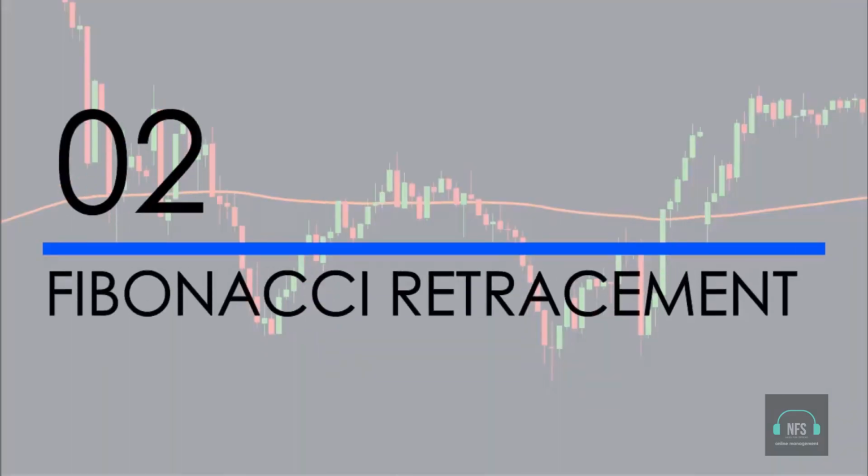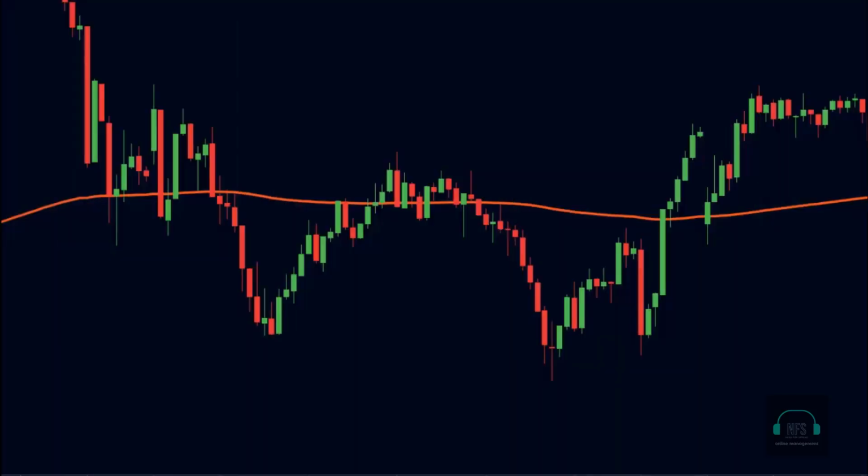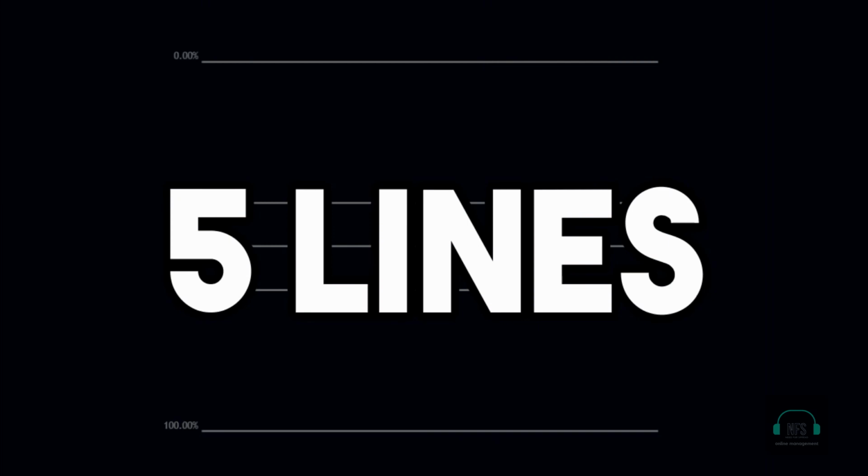Now the second indicator that we will use is the Fibonacci retracement. Fibonacci is not an indicator, but it's more like a tool that helps us in identifying areas of support and resistance. This is how the Fibonacci retracement tool looks. It consists of 5 lines.